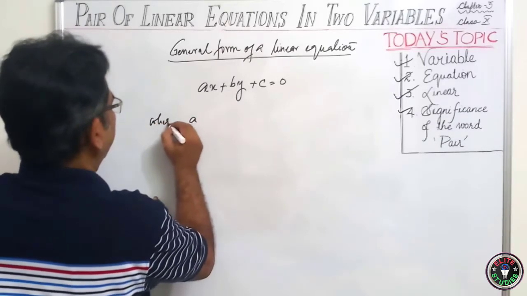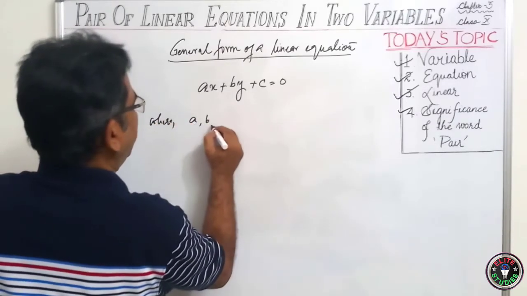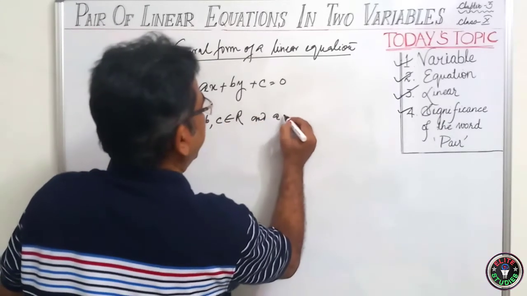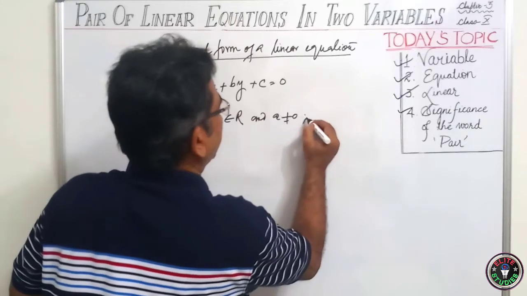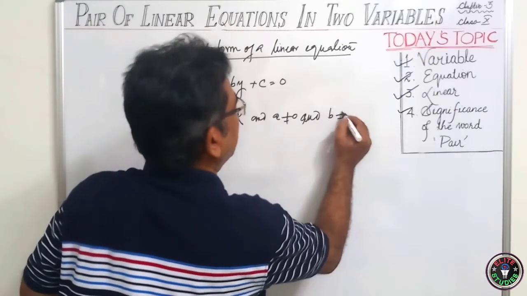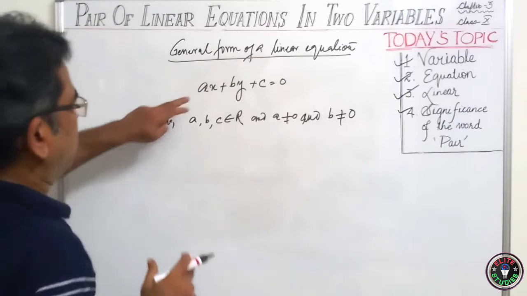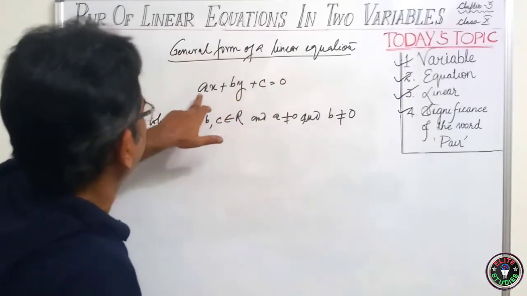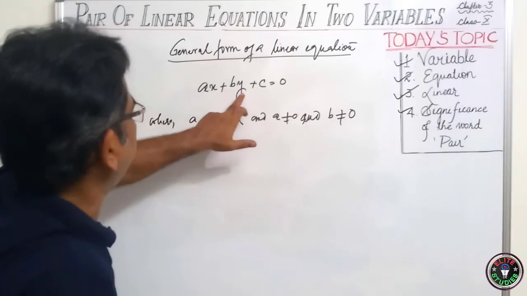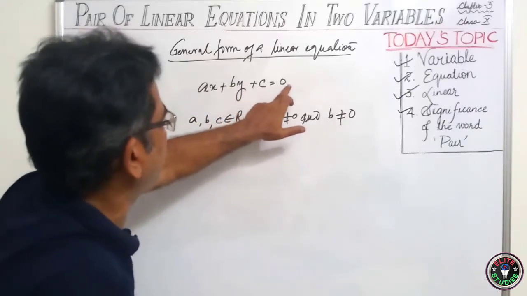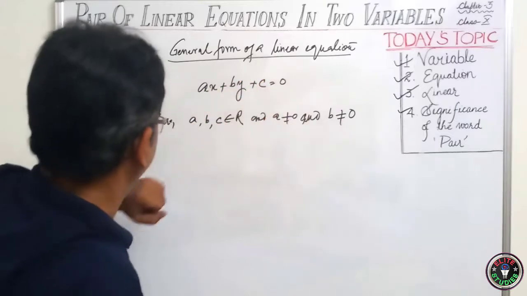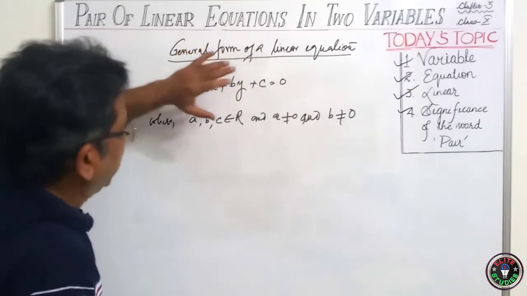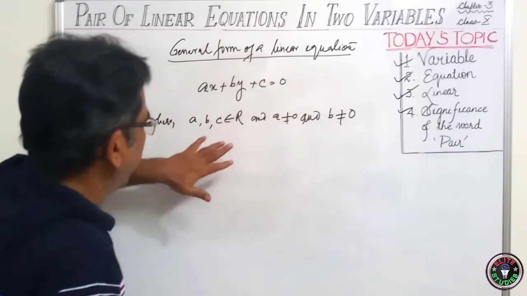Where a, b, c belong to real numbers and a is not equal to 0 and b is not equal to 0. So you now understand there are 2 variables. a is the coefficient of x, b is the coefficient of y, and c is the constant term. If you write like this in general form, to satisfy this to be a linear equation, you add these conditions.